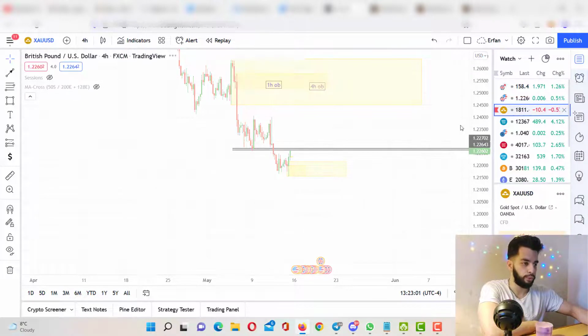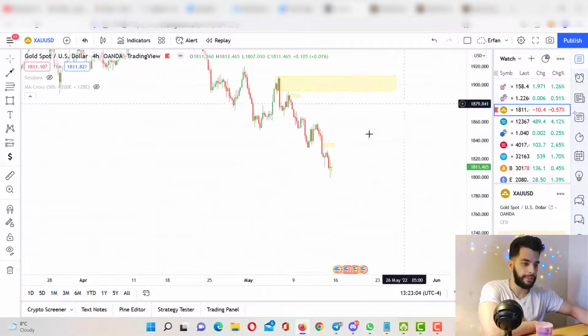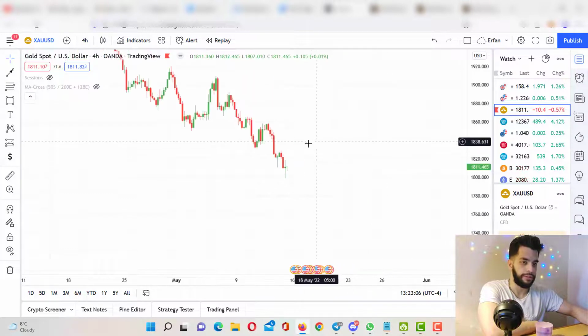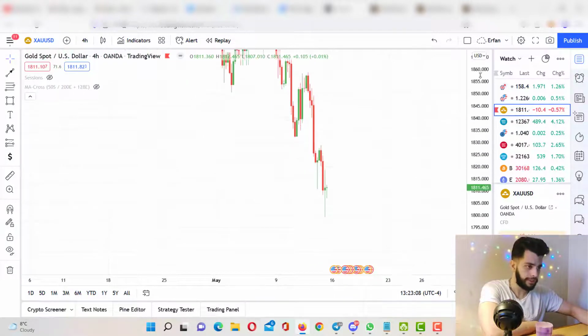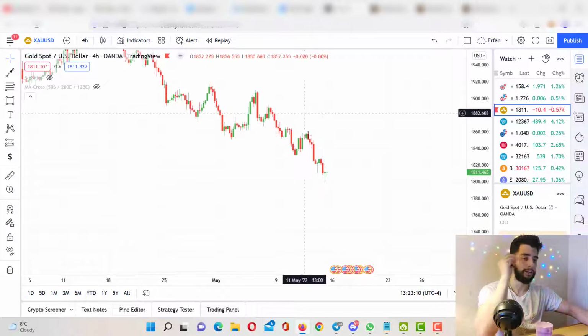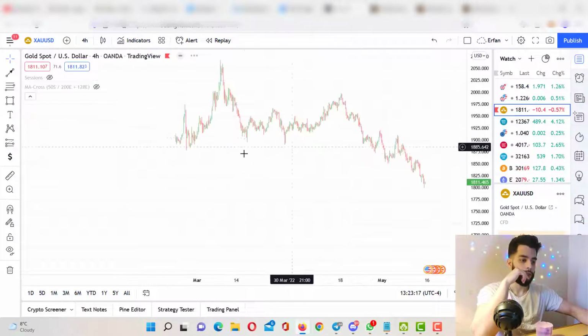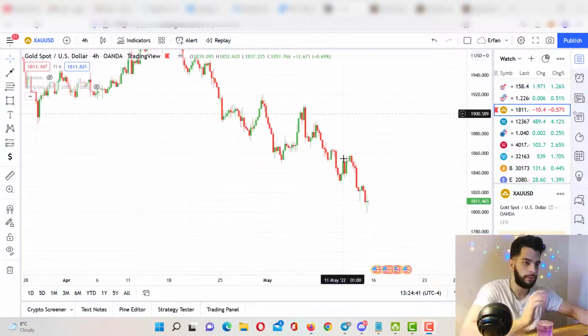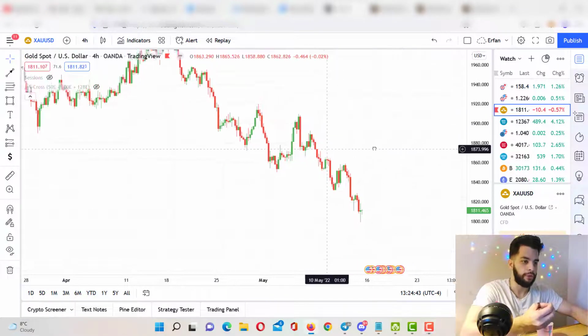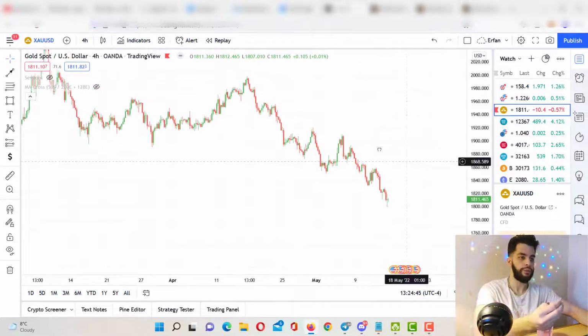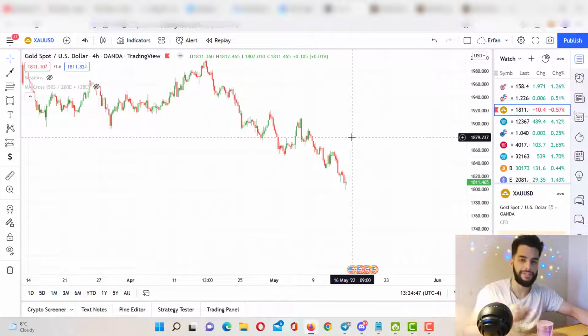I'm going to go for gold to quickly show you what exactly is happening here, and I'm going to delete everything. So gold, you see that the same structure is happening, creating lower lows and lower highs, and there's a huge gap right here. Again, lower lows, lower highs, lower lows, lower highs, and it just keeps going down. And the same thing. By just looking at the chart on a 4-hour time frame, you can literally see what happened in the past week.